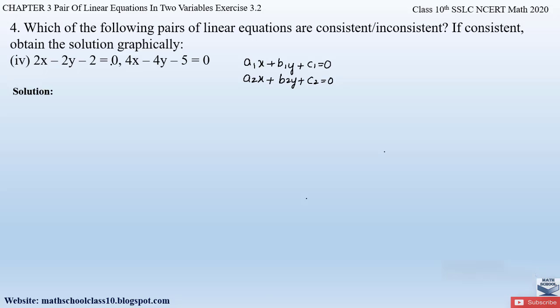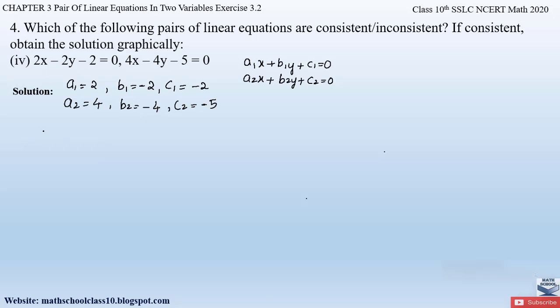Again here these two given equations are equated to 0. So now let us write down the coefficients. From the first equation, the coefficient of x is 2, so a1 will be equal to 2. Similarly, the coefficient of y is b1, that is minus 2, and the constant c1 is again minus 2. Similarly, from the second given equation, the coefficient of x, a2, is 4 and the constant c2 is minus 5.